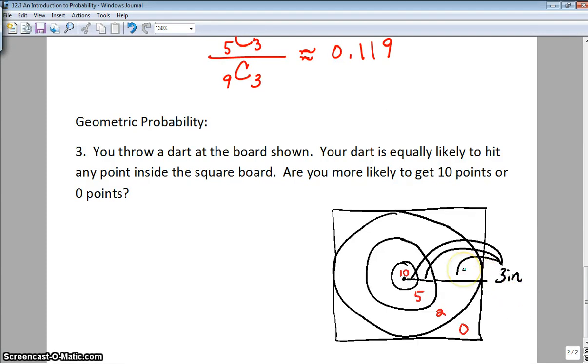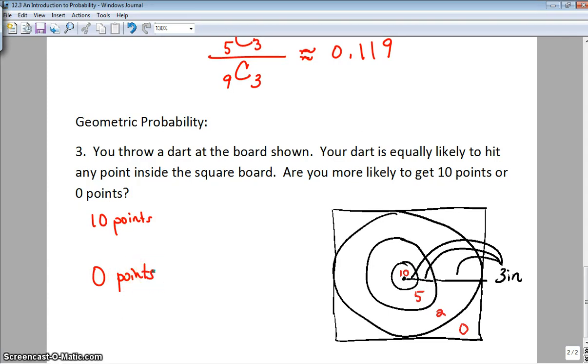Let's see, we throw a dart at the board shown. Your dart is equally likely to hit any point inside the square board. Are you more likely to get 10 points or 0 points? Okay, so we need to know if we're more likely to get 10 points than 0 points, then there should be a higher probability that I'll get 10 points than 0 points. So we need to figure out what is the probability that I'm going to get 10 points and what is the probability that I'm going to get 0 points.